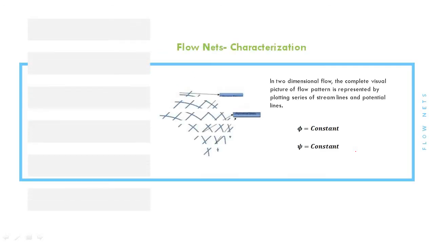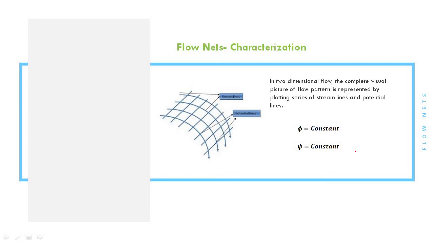We will also discuss flow nets. Already we have seen what a flow net is. It is formed by a set of perpendicular lines, streamlines and potential lines. So in 2-dimensional flow, it represents a complete visual picture of a flow pattern. What is the equation for a potential line? Phi equal to constant. The equation for a streamline is psi equal to constant. So it represents a flow net, which is nothing but a visual representation of the flow system or the flow pattern.